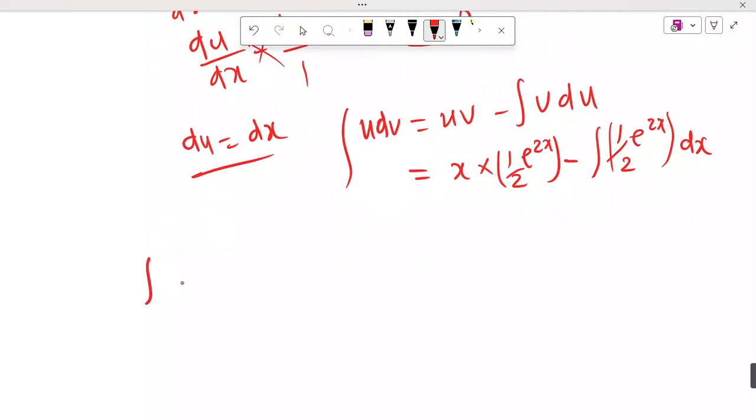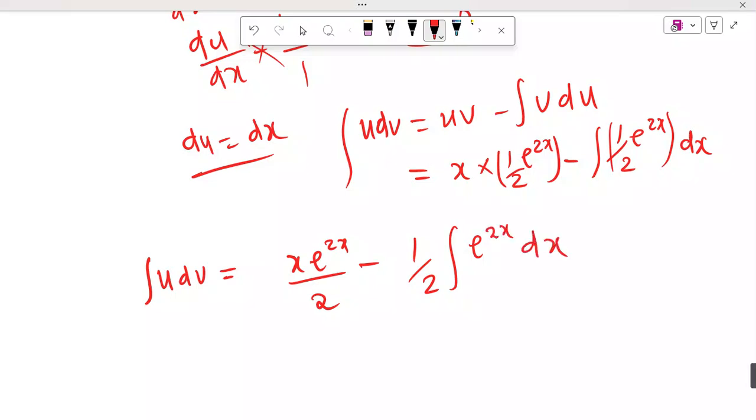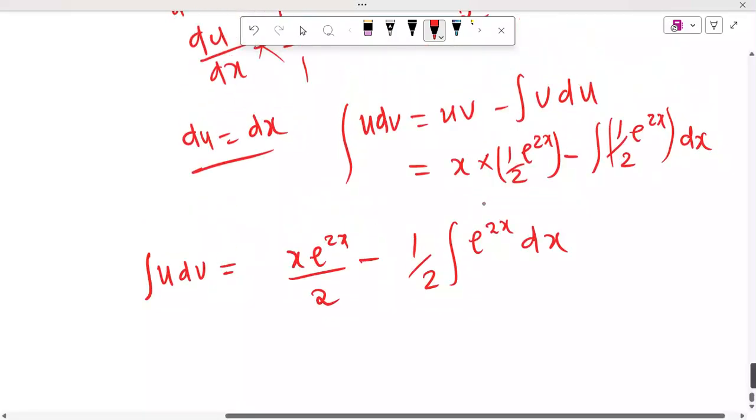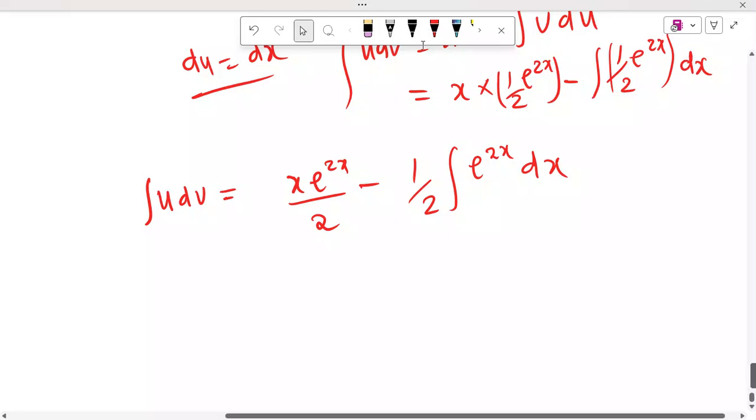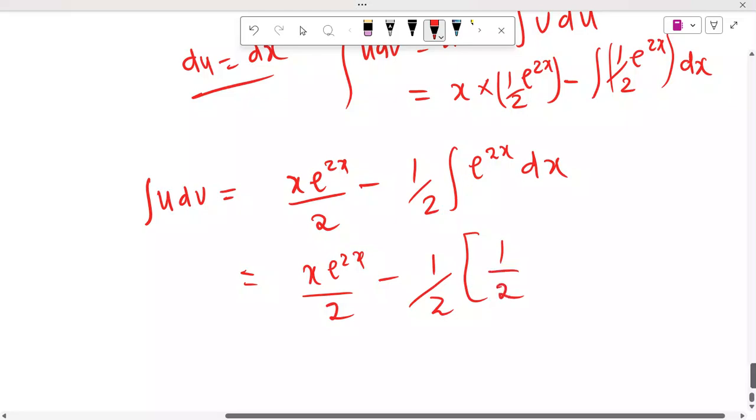So let me just get some more room. The integral of u dv equals, so this multiplied by this is x e to the power 2x, everything over 2, minus, I'll take half outside, so we'll have half the integral of e to the power 2x dx. So integrating this is simple. I just showed it up here, how to integrate e to the power a number. So this is x e to the power 2x over 2 minus half. So integrating this is 1 over 2 e to the power 2x, plus c now.